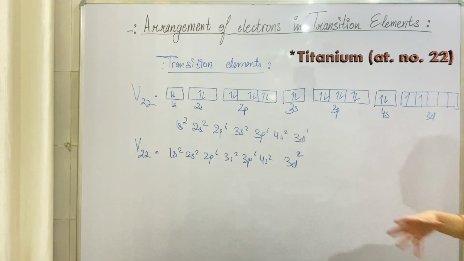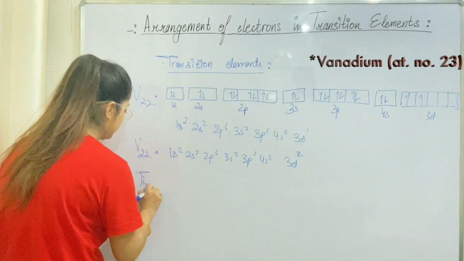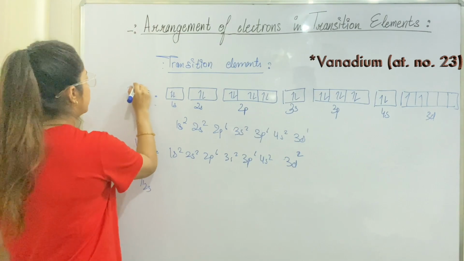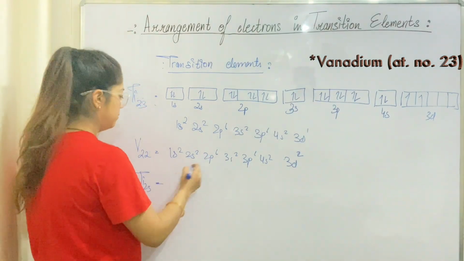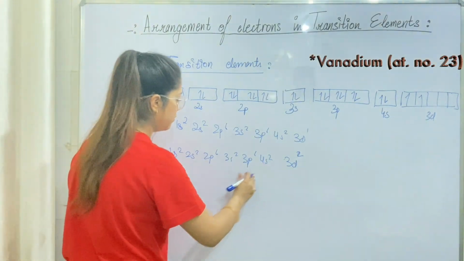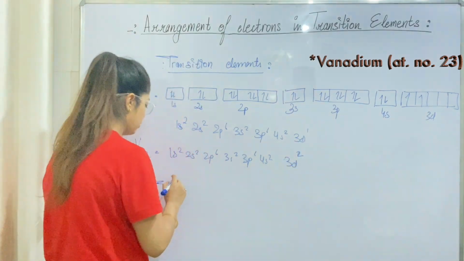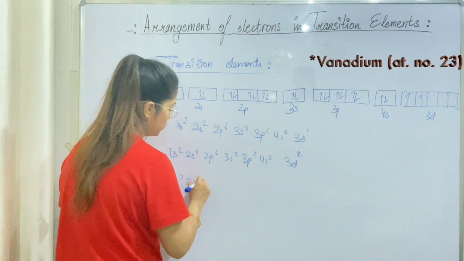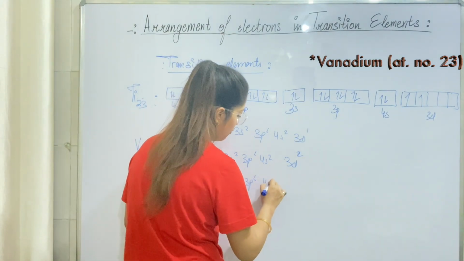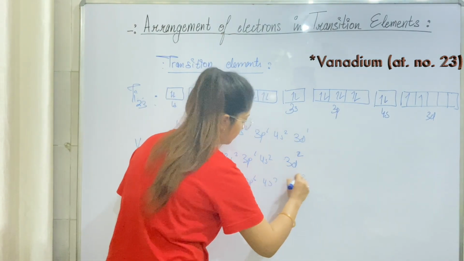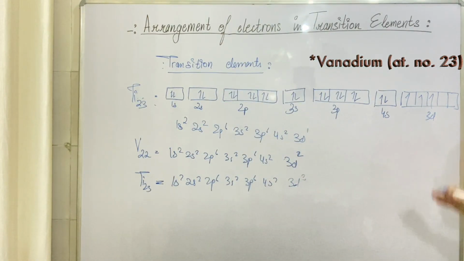Okay, now coming to the third one, which is of course titanium 23. If we write titanium over here, it is going to be again the same. 18 electrons will be filled just like this, 20 electrons will be filled just like this, and the next one will come in this: 1s2, 2s2, 2p6, 3s2, 3p6, 4s2 and 3d3. So for titanium it is going to be 3d3.